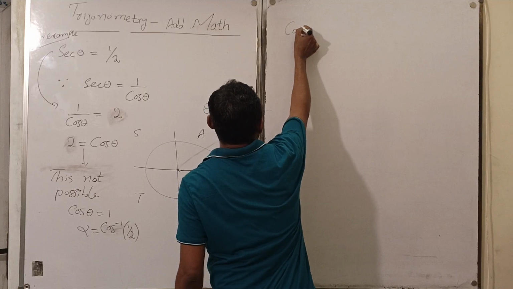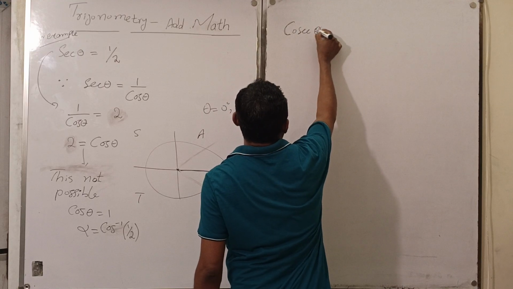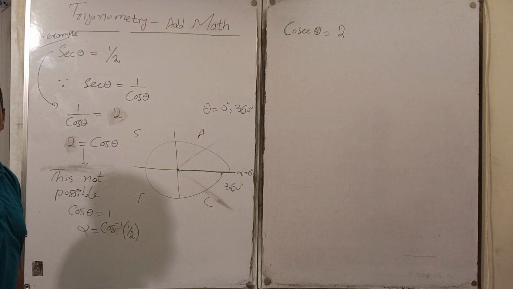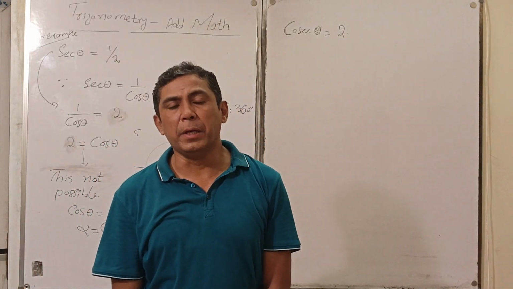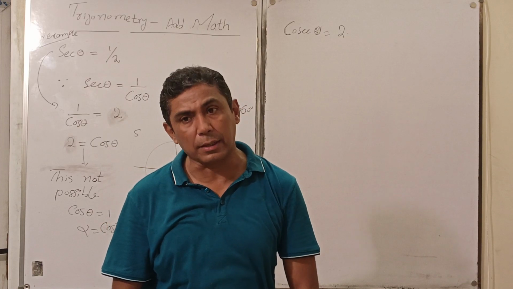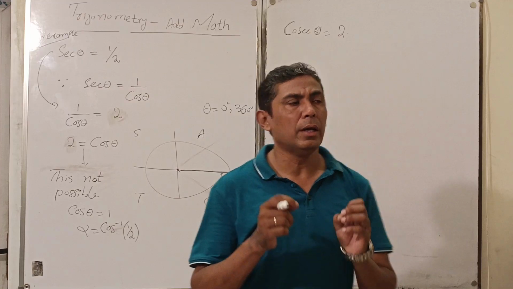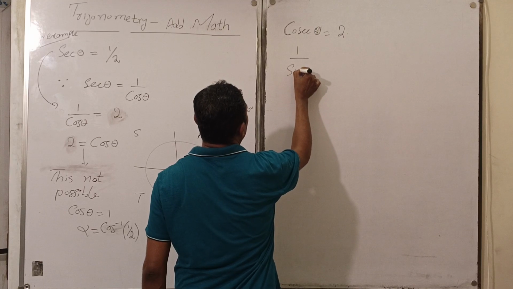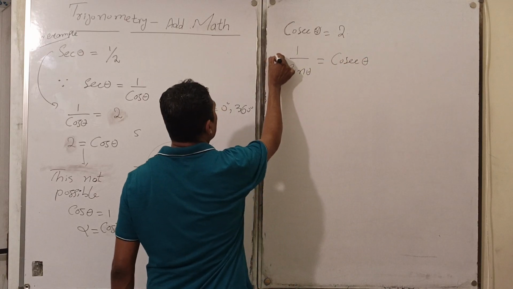Now look at, for example, here. Similarly, it is cosec theta, and this value is 2. So what will you do here? Convert it into a basic trigonometric ratio, sine theta, because cosec theta you can convert into sine theta. How? 1 over sine theta equal to cosec theta.